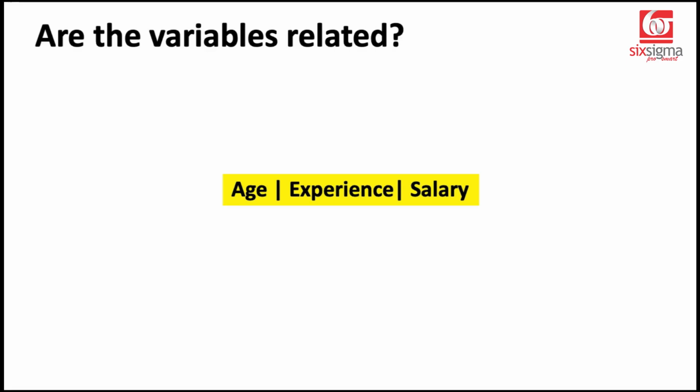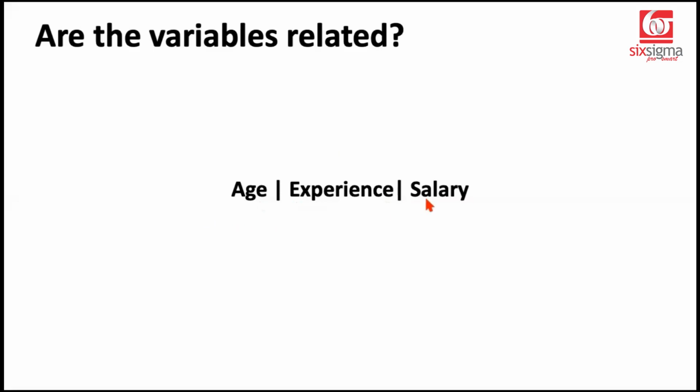Now, there is a possibility that experience and age are correlated because experience would be a subset of age only. Certain years of experience would come from a certain age. And as the person's experience grows, the salary is also likely to grow, performing a particular job role. So there is a natural tendency for the variables to be correlated.